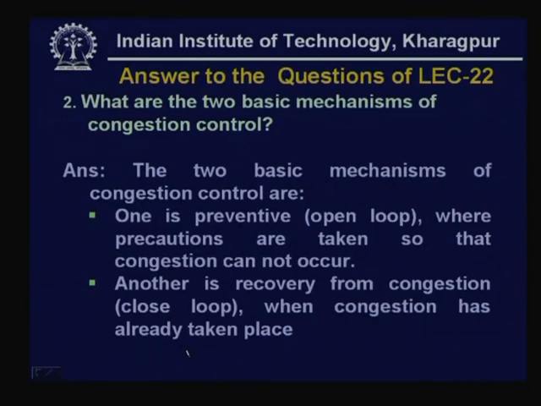Second question was, what are the two basic mechanisms of congestion control? As we know, there are two basic mechanisms of congestion control. One is preventive, based on open loop techniques such as the leaky bucket algorithm or token bucket algorithm, where precautions are taken so that congestion cannot occur in the first place. On the other hand, another approach is based on recovery from congestion by using closed loop congestion control techniques when congestion has already taken place. We have discussed various techniques such as choke packet and so on.